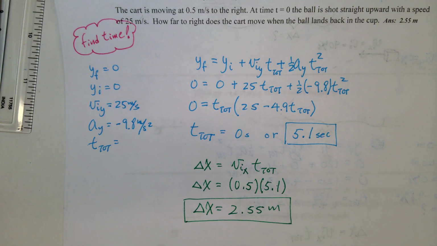Would the time change if I make the car go faster? What would change if I make the car go faster? Instead of half a meter per second, let's say I make it go 2 meters per second. Will it make the time change? No, because it is completely independent of the vertical motion. Because it's still going to be shot at 25 meters per second.